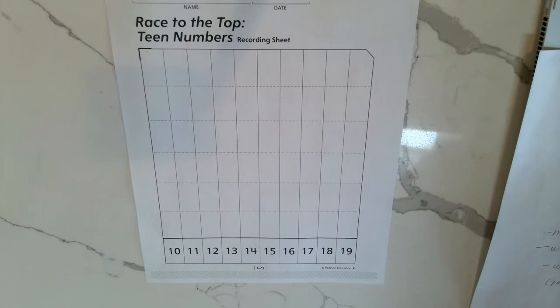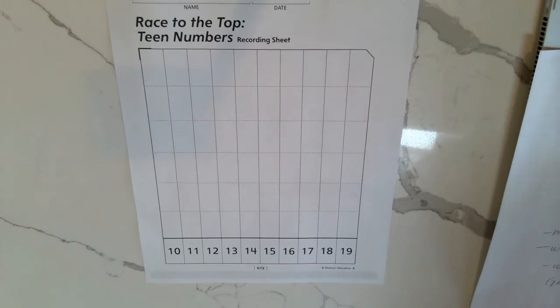And today when you play this game, you'll need your recording sheet, and you're also going to be using a special deck of cards. These cards each have different teen numbers on them. You're going to notice the numbers 10 through 19 on your deck of cards. Today, as you flip over your card, you're going to be working on identifying what teen number you have flipped over. And that means you're going to just say out loud what the teen number is.